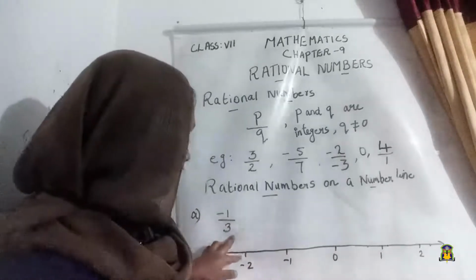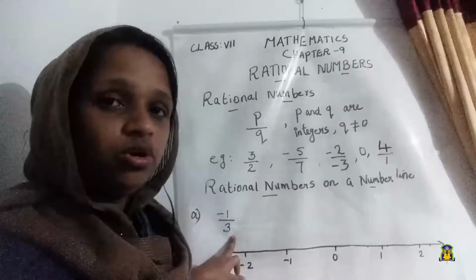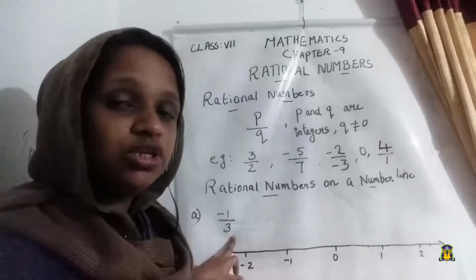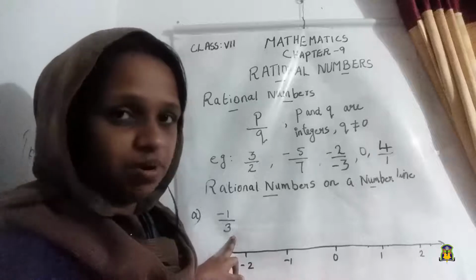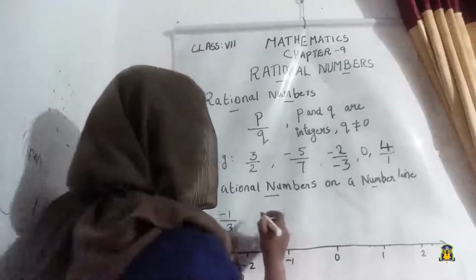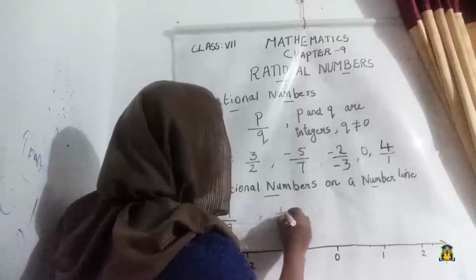Now look here, in the denominator it is 3, no? So that means we want to divide into 3 equal parts. Suppose first we can draw 1 by 3.